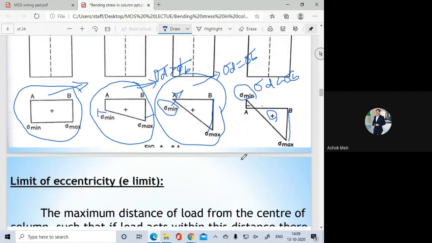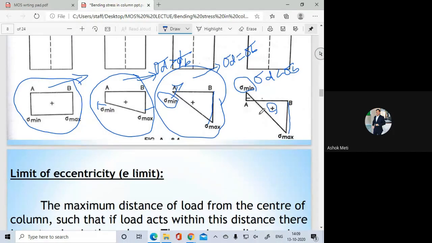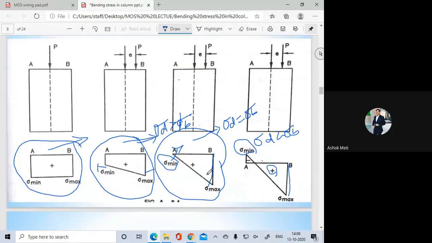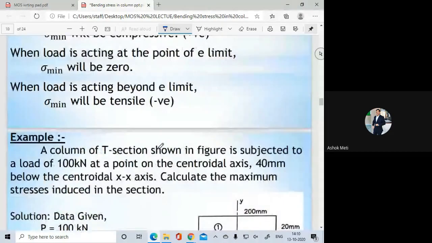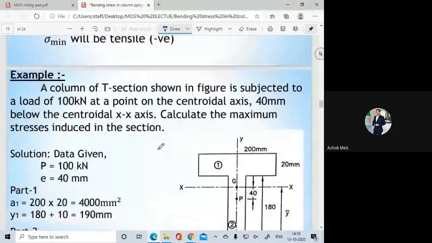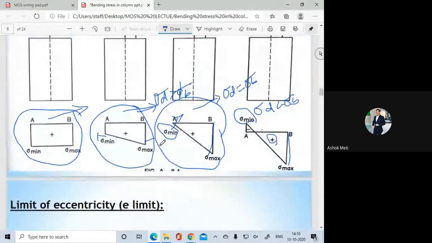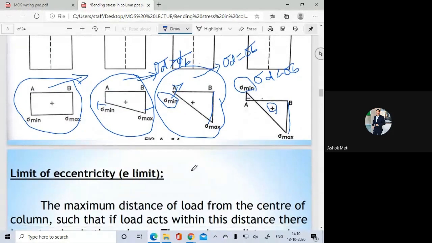Okay, so that we are going to calculate here. In column cases we are considering positive as compressive and negative as tensile. So again, the limit of eccentricity we have to calculate. Okay, already we have calculated the limit of eccentricity also using the no tension condition. So how to calculate the no tension condition? The no tension condition is that sigma d should be greater than or equal to sigma b.